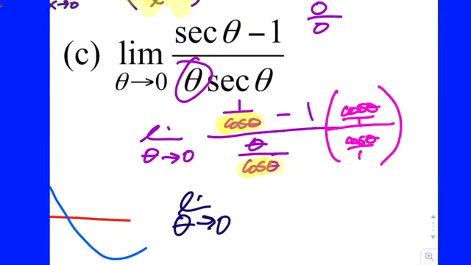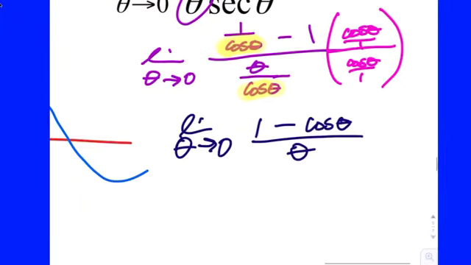And then when you do, you distribute, and you get cosine over cosine is 1. Minus 1 times cosine is cosine. And in the bottom, there's nothing to distribute. You just get your cosines dividing out, and that leaves you theta. And so this is actually what we're left with, which we learned yesterday is equal to what? It's equal to 0, right?